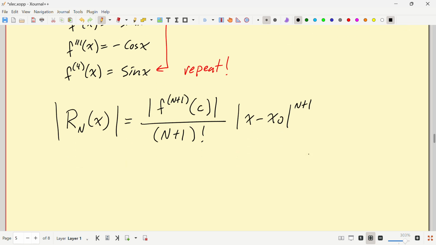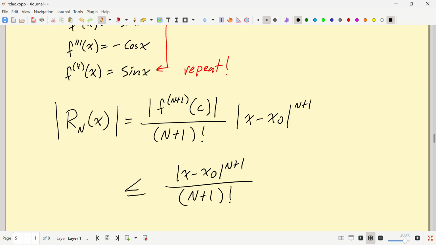And because all those derivatives are bounded by 1, this is going to be less than or equal to |x minus x naught| to the n plus 1 divided by n plus 1 factorial. And that's one of those things that goes to 0 as n goes to infinity, no matter what the x is. Because n plus 1 factorial goes to infinity much faster than a power of that thing on the top.